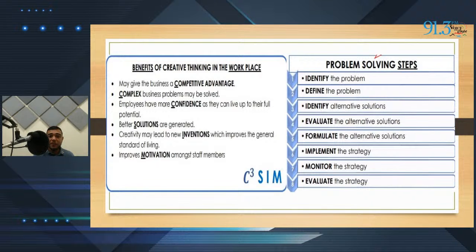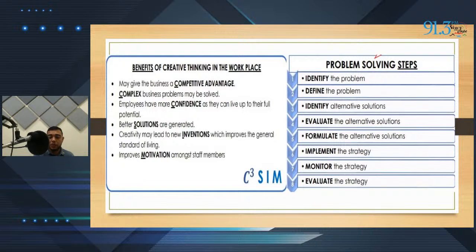We move over. So, the benefits of creative thinking in the workplace. You may give the business a competitive advantage. That's the best way for a business to overcome other businesses. So, complex business problems may be solved. Employees have more confidence as they can live up to their full potential. Better solutions are generated because you're coming up with creative and innovative ideas. So, creativity may lead to new inventions, which improves the general standard of living. It also improves motivation among staff members as everyone is now giving their input.